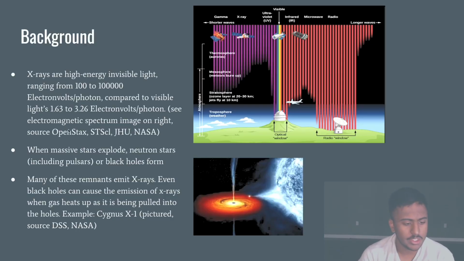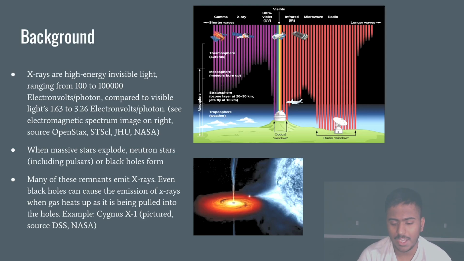Background. X-rays are high-energy invisible light, ranging from 100 to 100,000 electron volts per photon, compared to visible light at 1.63 to 3.26 electron volts per photon. In the electromagnetic spectrum image on the right, you can see that gamma rays are shortest, X-rays are a little longer, and then you keep going along: ultraviolet, visible, infrared, microwaves, and eventually radio waves.